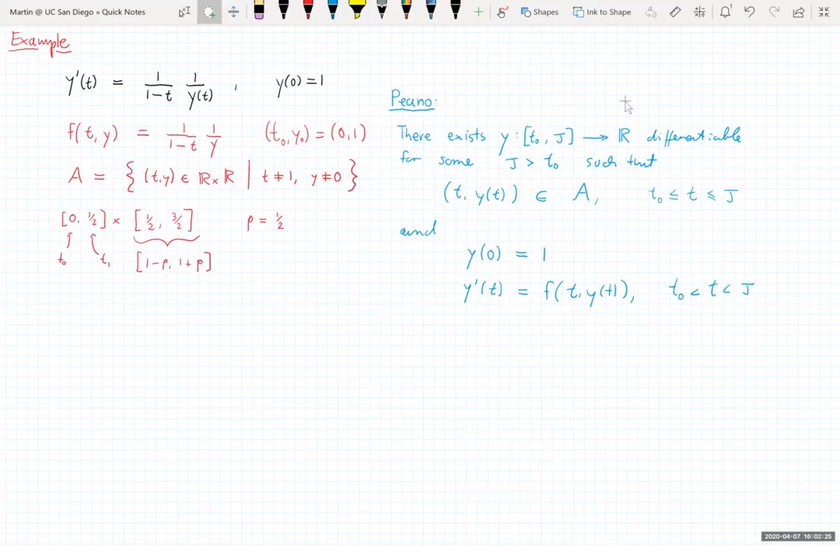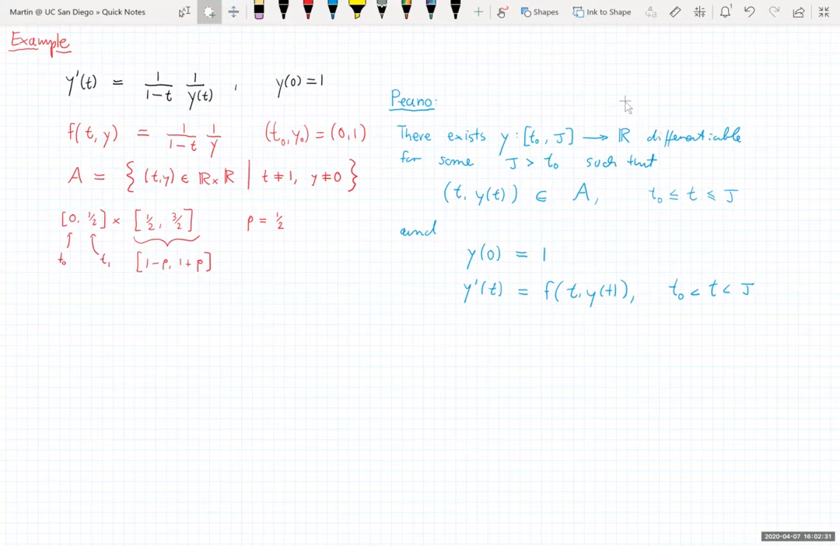Now, for this initial value problem, the Peano existence theorem now specifically states the following. Namely, there exists a function y starting at t0 up to some value tau, where tau is a bit larger than t0, mapping into the real numbers, and that function y is differentiable, such that on the one hand, for all times t from t0 up to tau, the pair t and y of t is still in the set A.